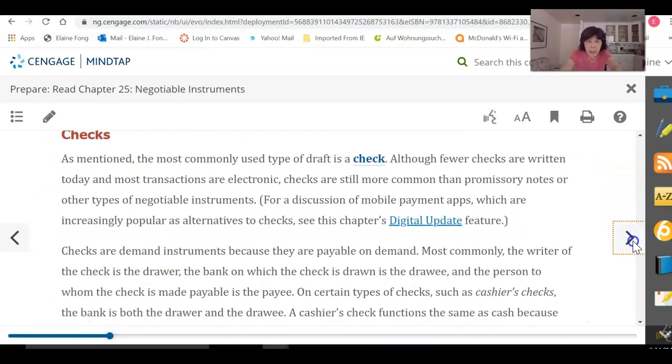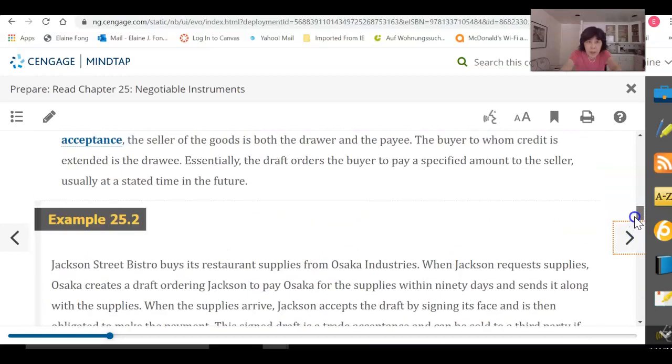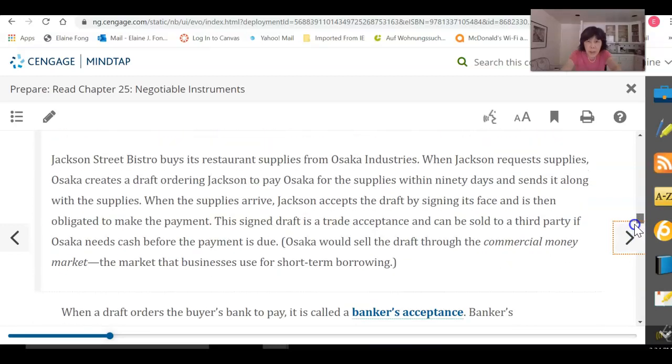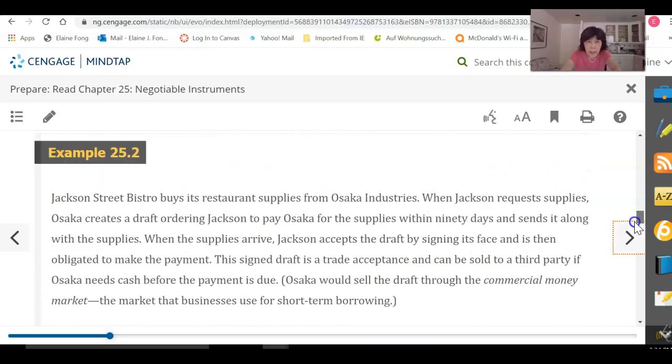Actually, here, well, there should be an explanation in here. Here, I think this is it right here. Example 25-2. All right, now, a trade acceptance, which is what we're taking a look at, will have three parties, just like we talked about in the draft.